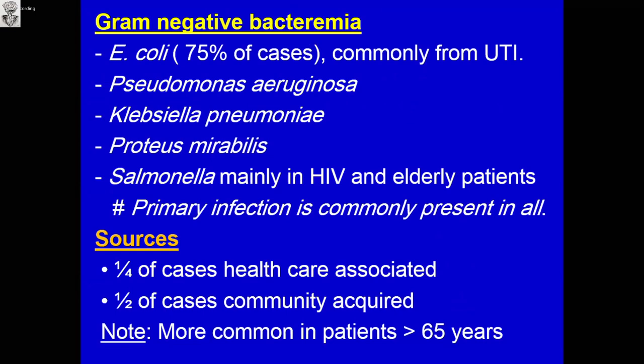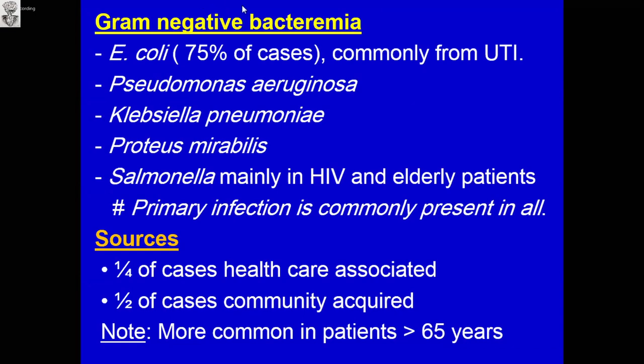Gram-negative bacteria. There are many microorganisms, again, that can cause bacteremia. I am talking about the most important bacteria that cause bacteremia. So we have spoken about staph and strepto with the gram-positive. You can ask me, are there any other bacteria that can cause bacteremia? Yes, there are many, but I am giving you the most important. The most important among the gram-negative is E. coli, Escherichia coli. 75% of the cases of gram-negative bacteremia are due to E. coli. Commonly, the E. coli comes from urinary tract infection, UTI. What is UTI? Urinary tract infection, التهاب المسالك البولية. So the main cause, main bacteria is E. coli.